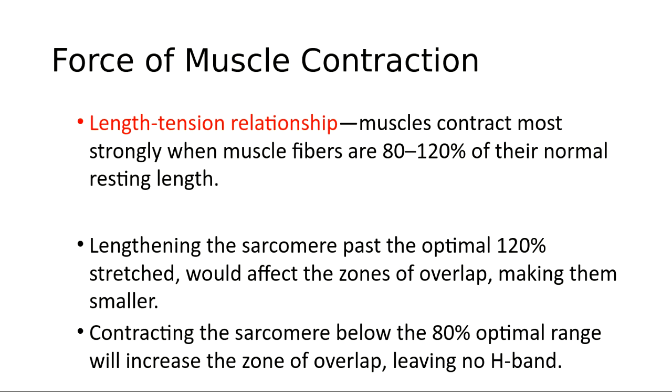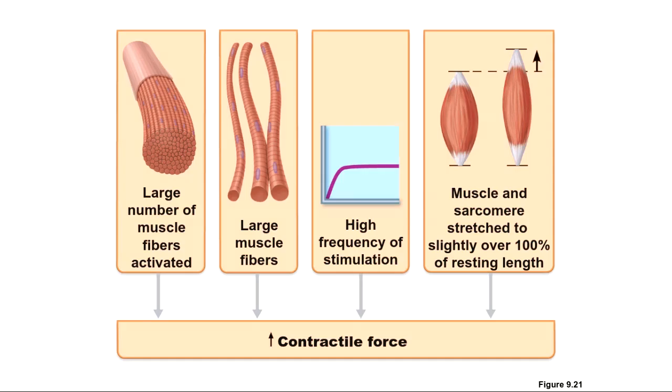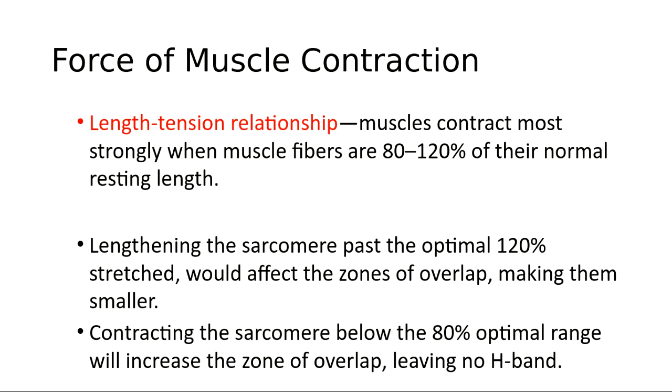So when it comes to the stretch of the muscle, how much the muscle is being stretched or constricted during muscle activity, that will have a bearing on the force of contraction. This is what we call the length-tension relationship. Muscle, to give its maximum force of contraction, would have to exhibit between 80 and 120% of the normal resting length.